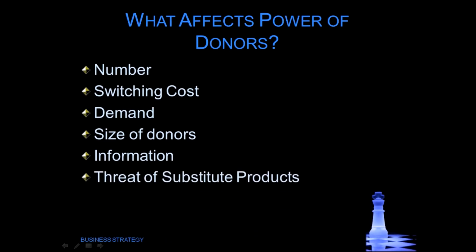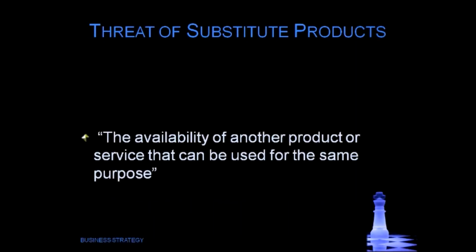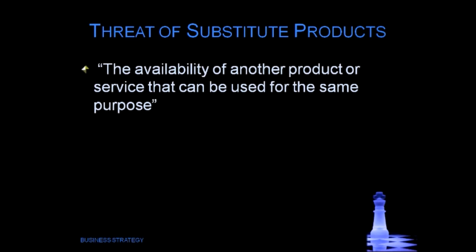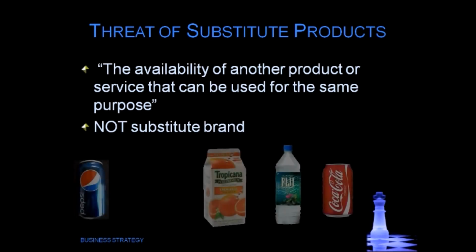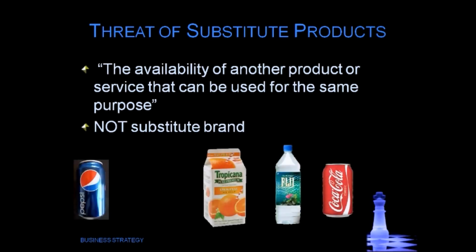And the threat of substitute products. What else could the donor be giving money to? The threat of substitute products. The availability of another product or service that can be used for the same purpose. Do not mix this up with substitute brands. If you're selling Pepsi, then Tropicana is a substitute product. It's used for the same purpose. So is bottled water. But Coca-Cola is not. Coca-Cola is simply a different brand of the same product.